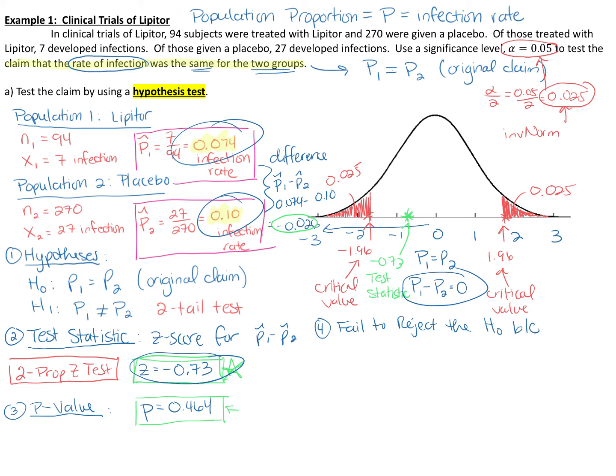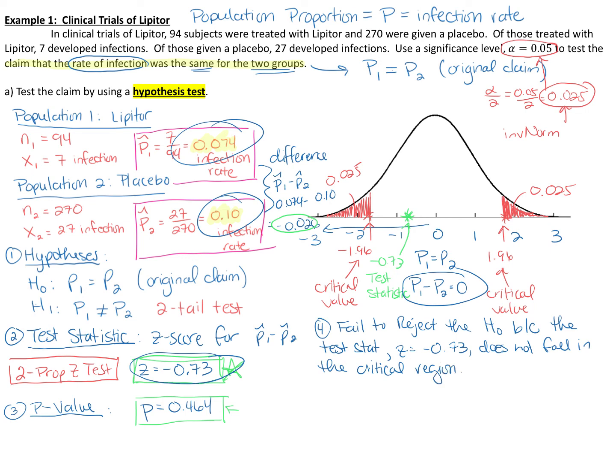If you're using the critical value method, I know this because the test statistic, which is that value z equals negative 0.73, does not fall in the critical region. All right, and you can stop there.